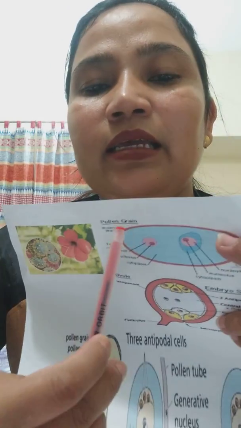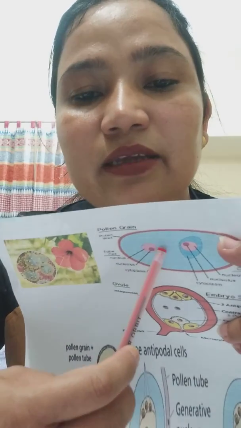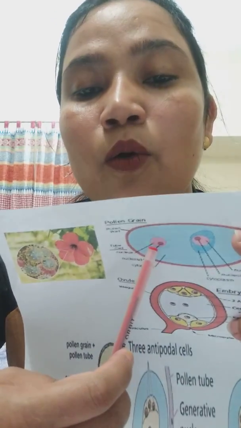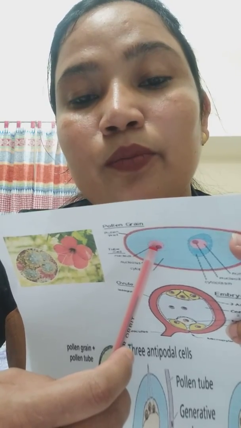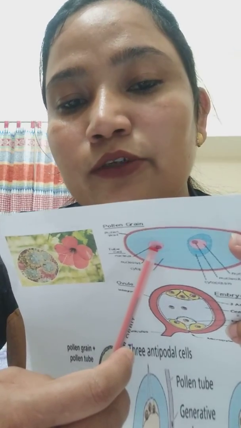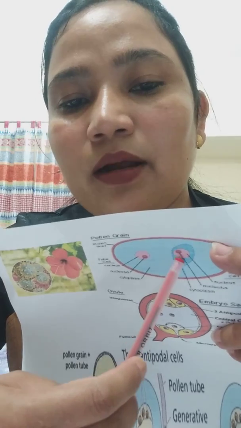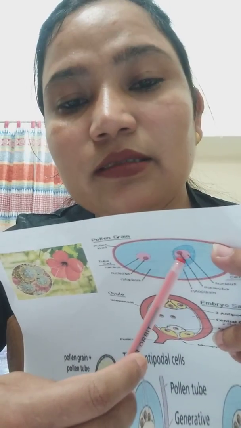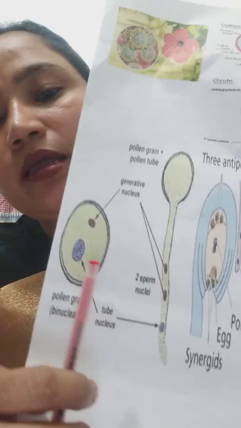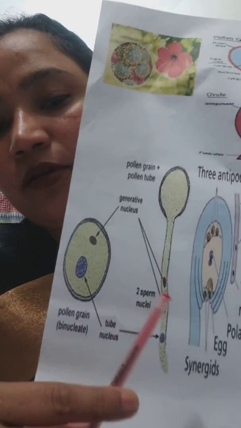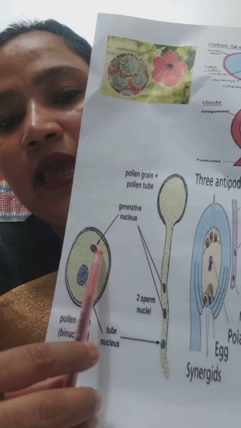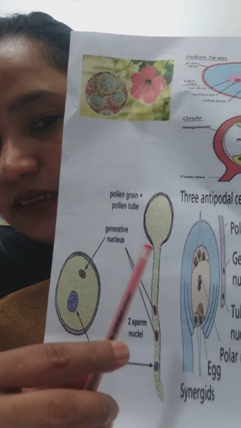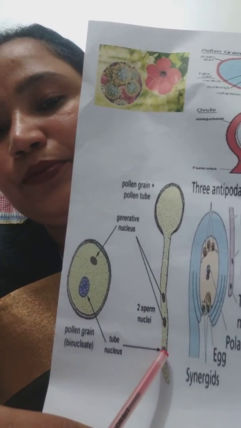Inside the pollen grain, the nucleus divides and produces two parts. One part is the tube cell, and another part is the generative cell. The tube cell develops the pollen tube, and the generative cell develops male gametes inside the pollen tube.